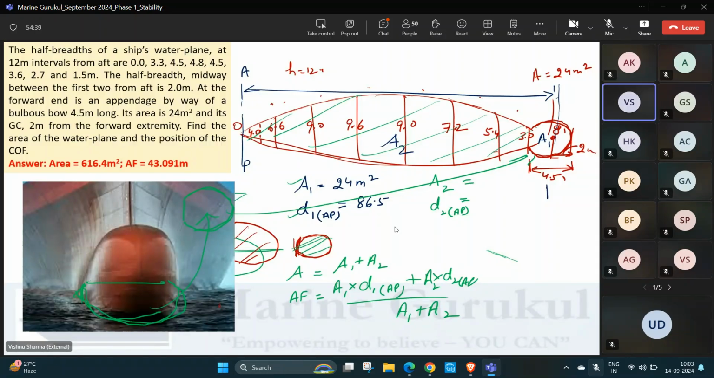I hope those who had any doubt, is it clear with this picture, beta? With this image, it is okay. What do we mean by the water plane area in the way of the bulbous bow? Correct?